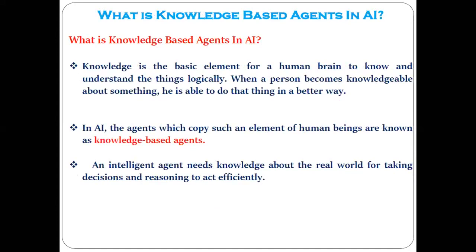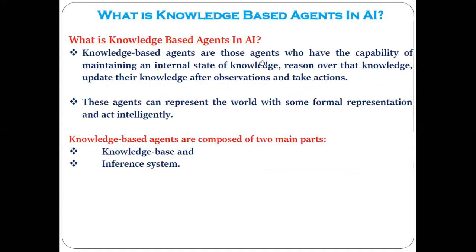Also, we have discussed what we mean by knowledge-based agent. A knowledge-based agent is a kind of entity which can copy the same kind of behavior, or show the same kind of intelligence that is shown by human beings. Knowledge-based agents are those who have the capability to maintain the knowledge, to store the knowledge, to utilize the knowledge, to update the knowledge and take action. All these things are done by human beings with the help of the brain. When a non-natural entity like a robot or AI agent does all these things, like updating knowledge, storing knowledge, and performing action, then we call this agent a knowledge-based agent.